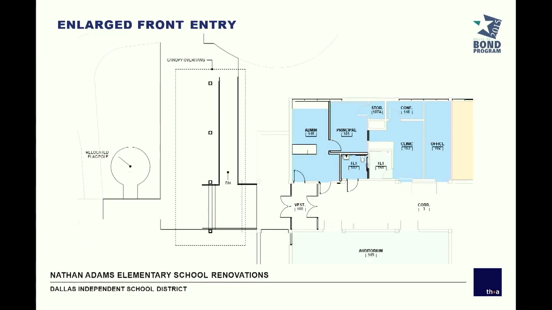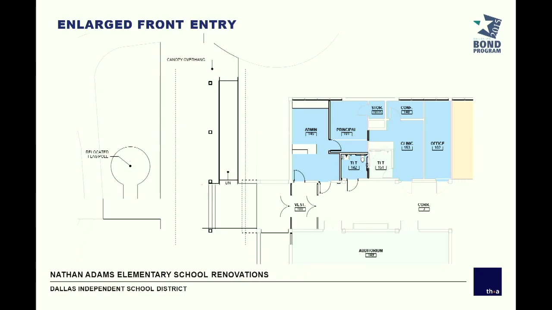This enlarged front entry view will help to identify the location of the canopy. You can see the dashed line on your screen. And then the new ramp that is now going to be located under the canopy, leading to a new front entry vestibule. This is going to create a secure front entry vestibule, a better entry process that helps lead visitors to the school directly into the reception area, the admin offices, and then the new principal's office will be there as well.